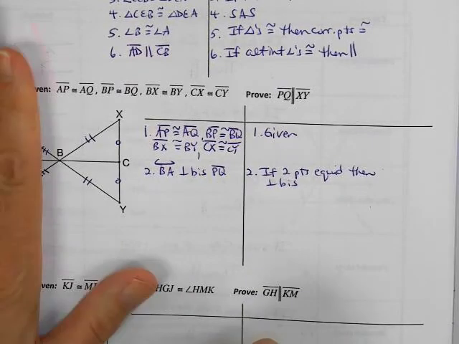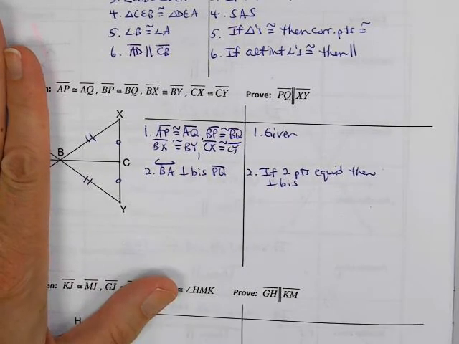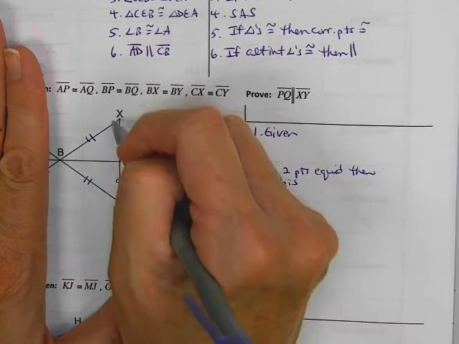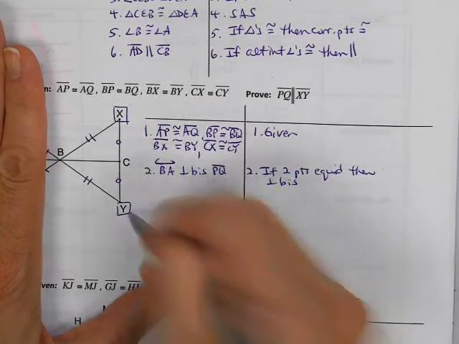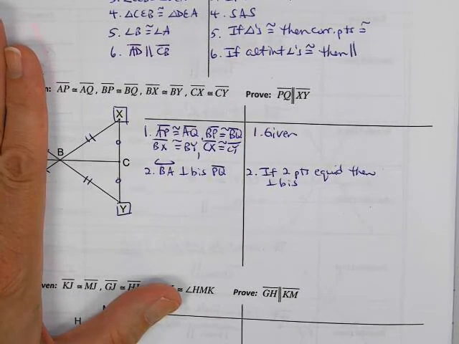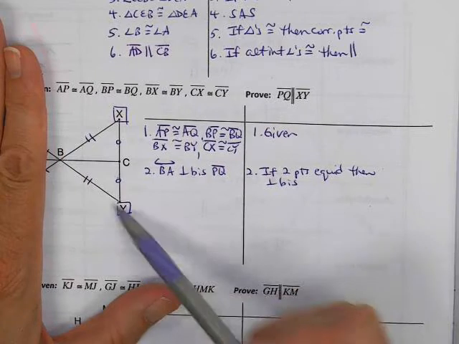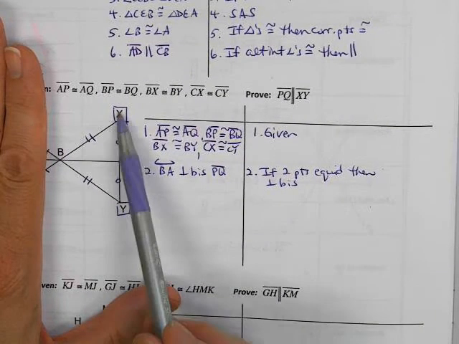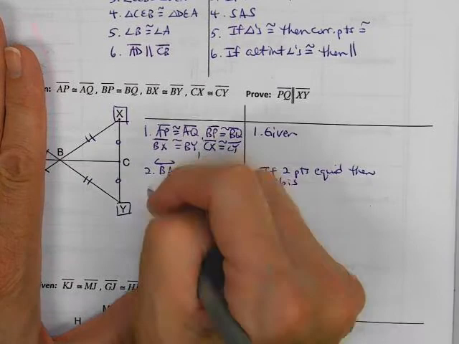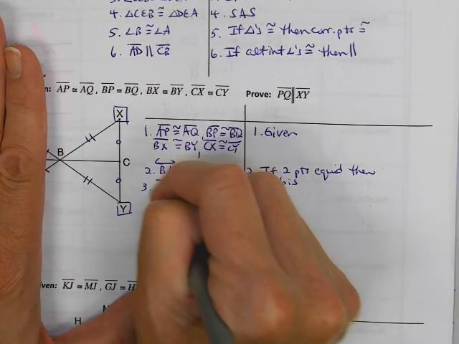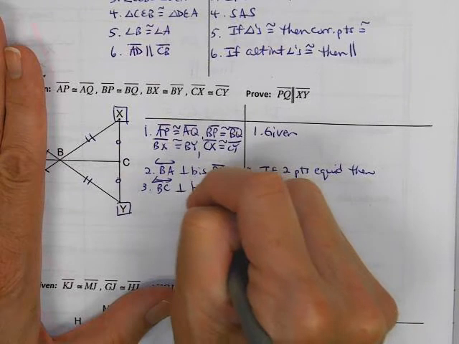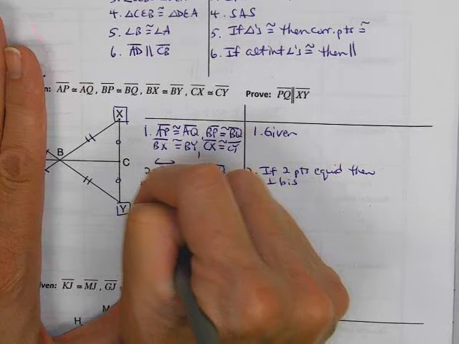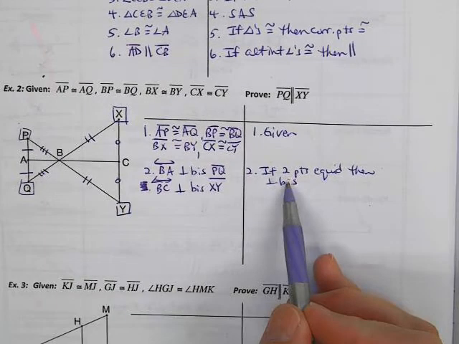If I cover up this part of the picture, though, you should see the same thing. Isn't C equidistant from X and Y? What other point is equidistant from X and Y? Isn't it B? So therefore, the line BC should be the perpendicular bisector of XY. So I can say line BC is the perpendicular bisector of XY. I'm actually not even going to make that a separate statement. That's all by the same reason.